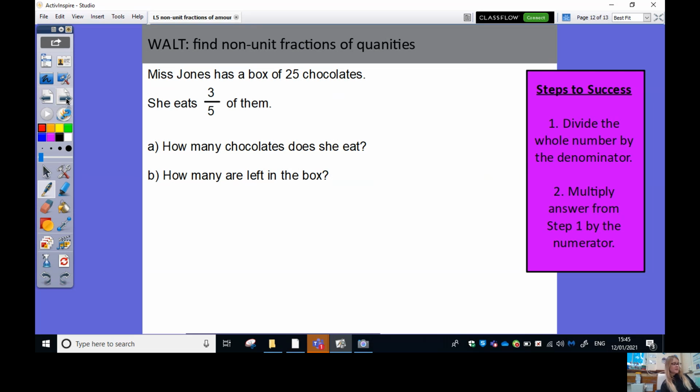So you can see a word problem on the screen. It says Miss Jones has a box of 25 chocolates. Lucky me. She eats 3/5 of them. So we want to know how many chocolates does she eat and how many are left in the box after she's finished scoffing them all. Okay, so let's have a look at this together on our visualizer.